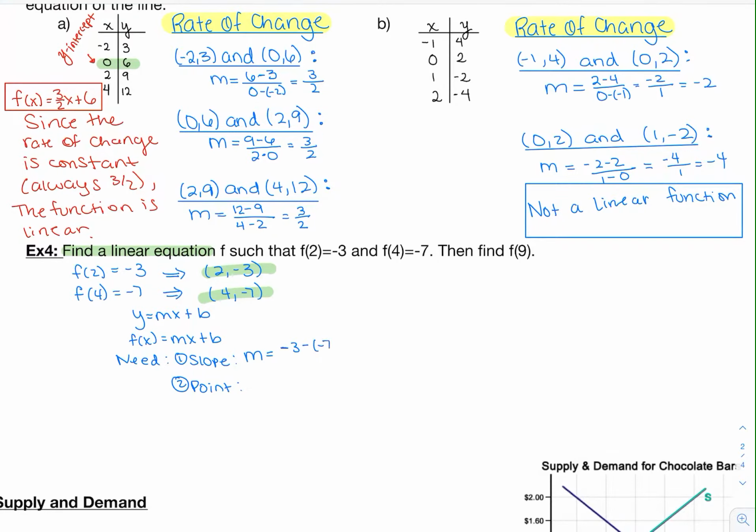So we have y sub 2 minus y sub 1, and then x sub 2 minus x sub 1, and you can do it the other way around. You can do -7 minus -3 divided by 4 minus 2. And I just did it this way. And that is equal to -3 plus 7, which is 4, and 2 minus 4, which is -2. And again, always simplify, and we get that our slope is -2. We have a point. In fact, we have two of them. I'm just going to choose the first one.